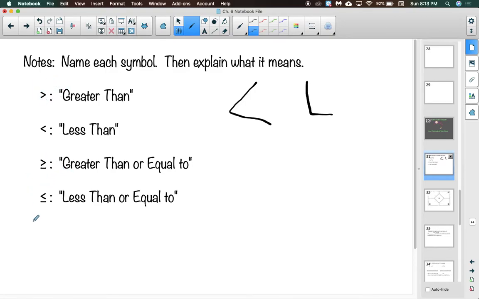So these two signs may be new to us down here. It's the greater than sign with a line underneath and a less than sign with a line underneath. And those signs are called greater than or equal to and less than or equal to. So we're adding the provision of equality here.